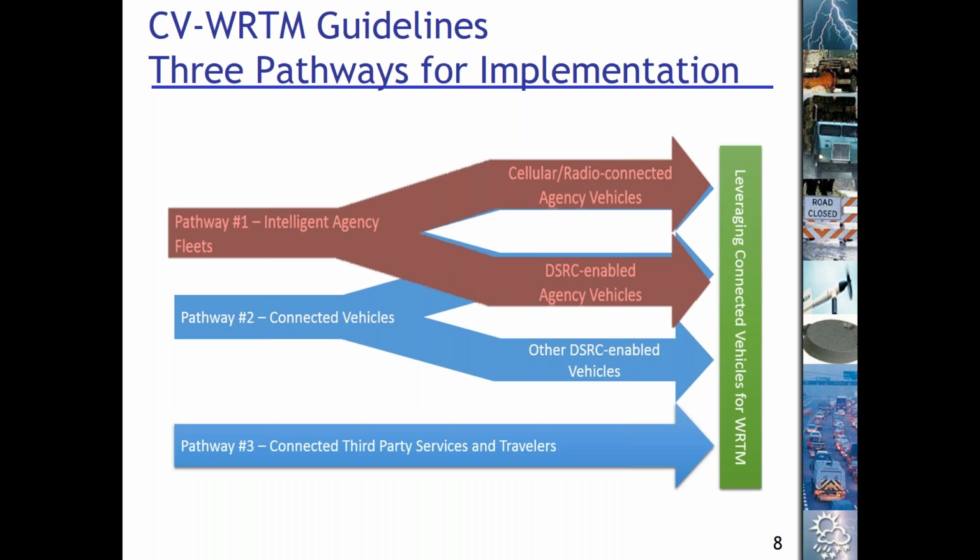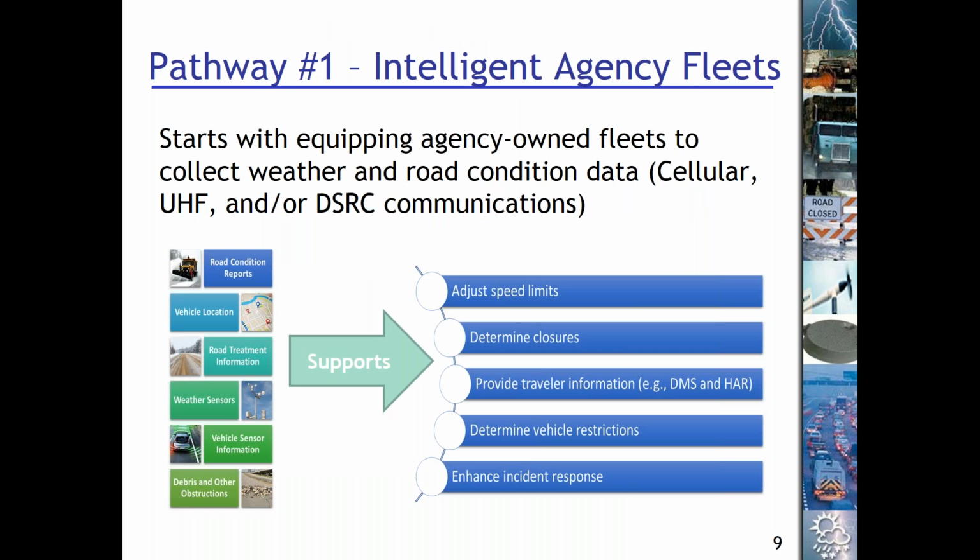So we talk about all these different pathways in the guidelines and how to then utilize those and the different types of means of communication to get the data off of the vehicles to leverage for weather responsive traffic management. And the idea there is that you start with equipping your fleets, but over time that could certainly change as you rely on other sources.